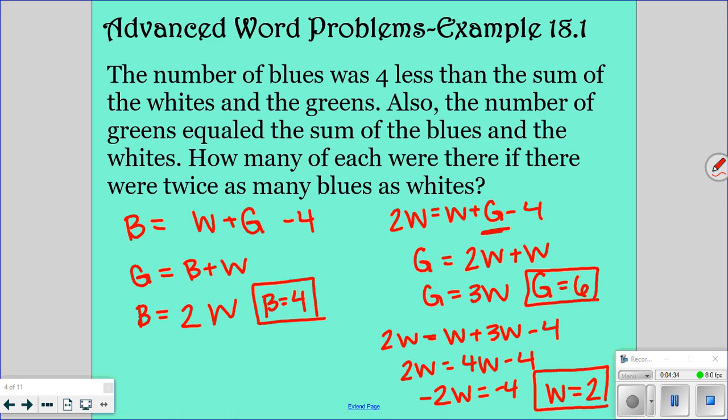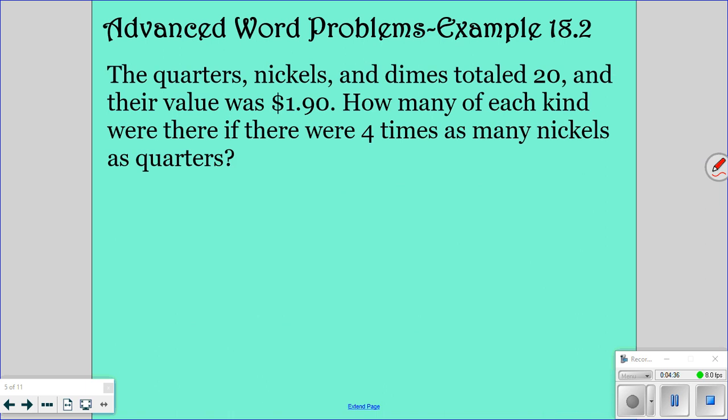Okay, so now we're going to look at another example. We have quarters, nickels, and dimes totaled 20, and the value was $1.90. How many of each kind were there if we have 4 times as many nickels as quarters? So we know that our quarters plus our nickels plus our dimes equals 20.